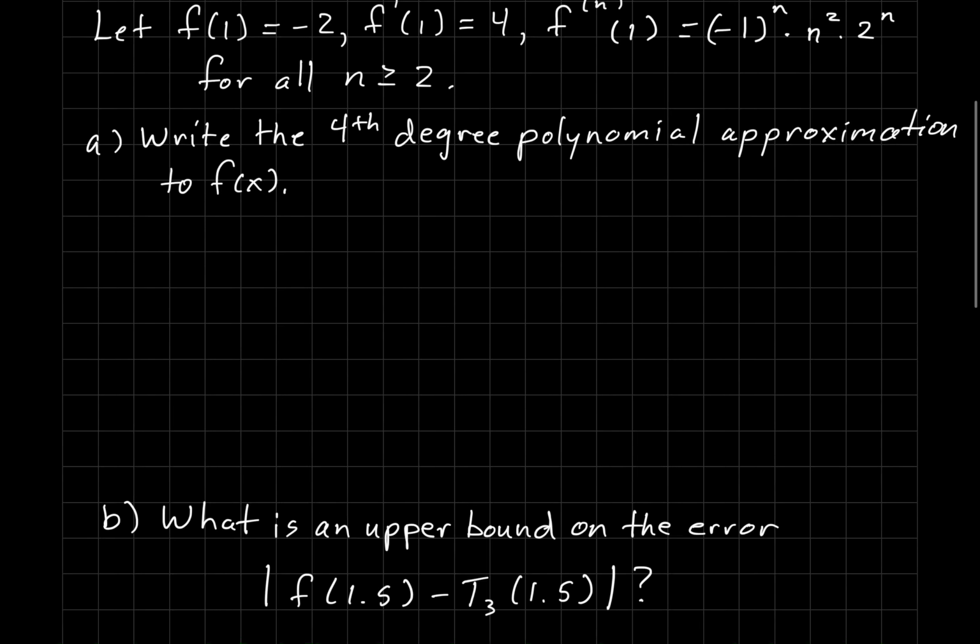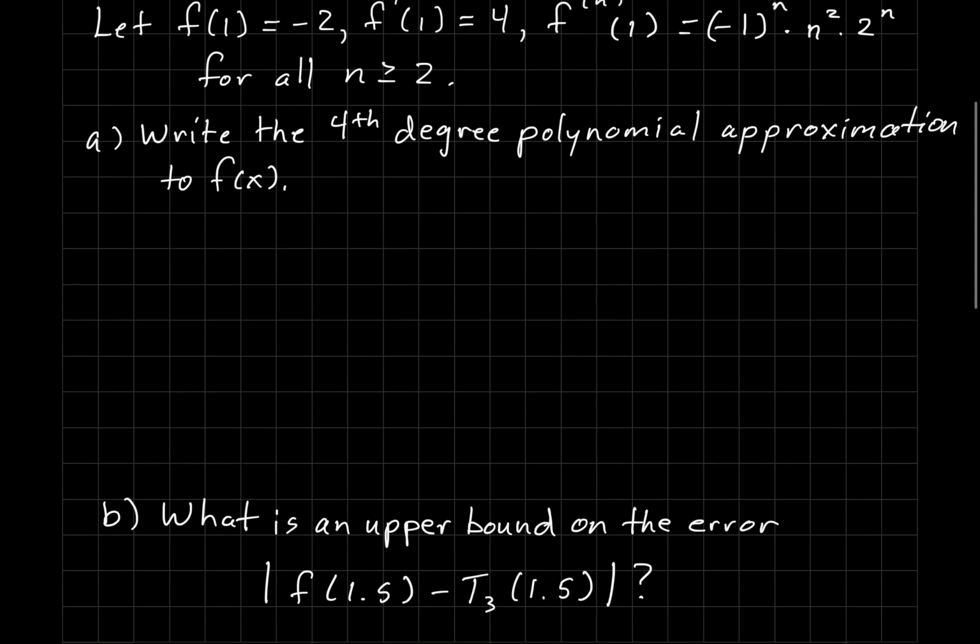Let's look at our first example. Let f of 1 equal -2, f prime of 1 equals 4, and then the nth derivative of f at 1 is given by the formula -1 to the n times n squared times 2 to the n for all n greater than or equal to 2. Write the fourth degree polynomial approximation to f of x, centered at 1, of course, by implication in what's given. So we want to find t sub 4 of x.